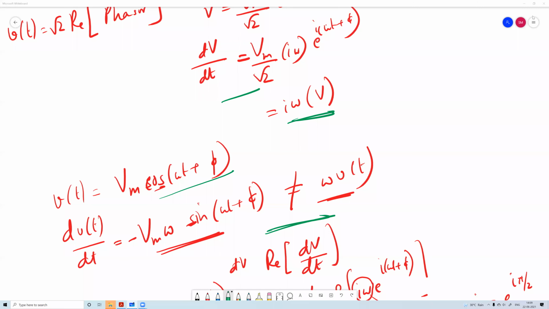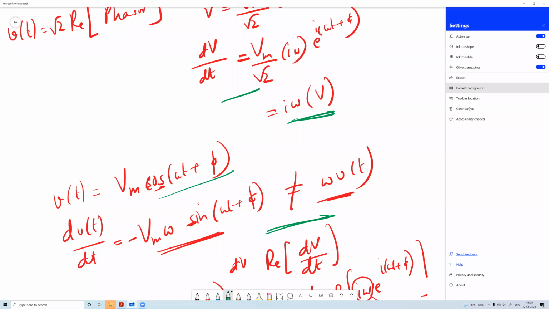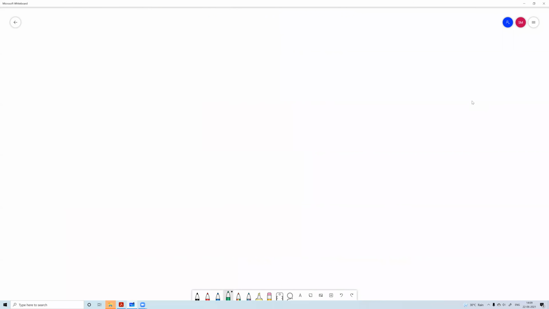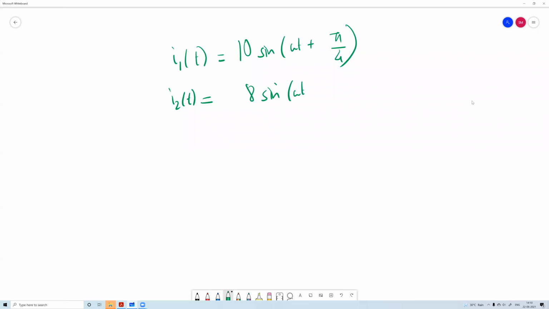Yes, sir. Let us see some applications of phasor. I1(t) is 10 sin(omega t plus pi by 4), and I2(t) equals 8 sin(omega t minus pi by 4). What is I1(t)?